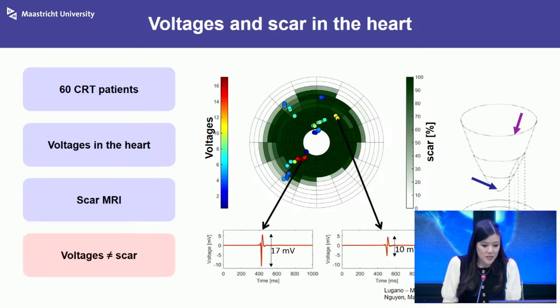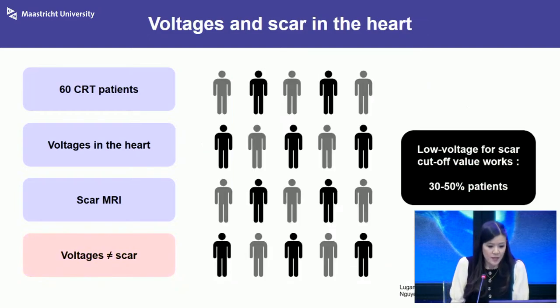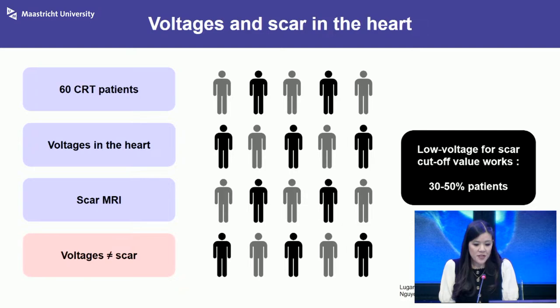I would like to note that the color-coded dots on the circle represent the voltages that you measure directly on the heart. And in this patient with regions of almost 100% scar, we still observed high voltages. The use of voltage cutoff values to differentiate scar from normal healthy tissue was effective in only about 30 to 50% of the patients, reaffirming the poor association between voltages and scar.